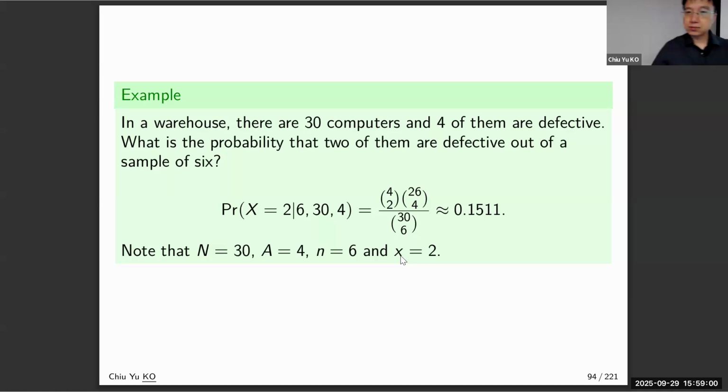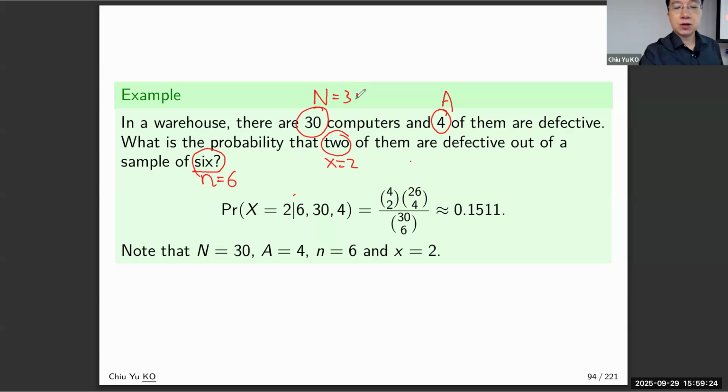So basically, this is big N, this is A, and this is small n, 6. x is 2. Big N is 30, big A is 4. So that's the question. Then just plug it in, and that's the answer. Because with 30 computers, you just name them 1 to 30. How many ways can you draw? 30 C 6. And you want 2 of them to be successes.